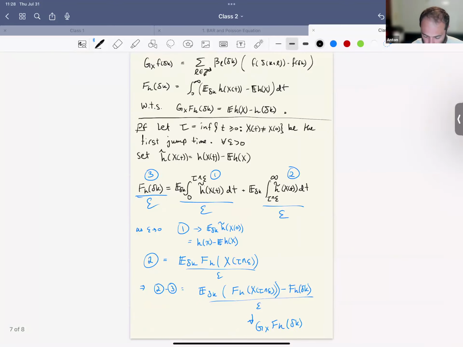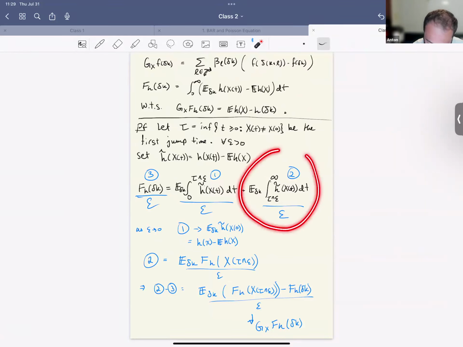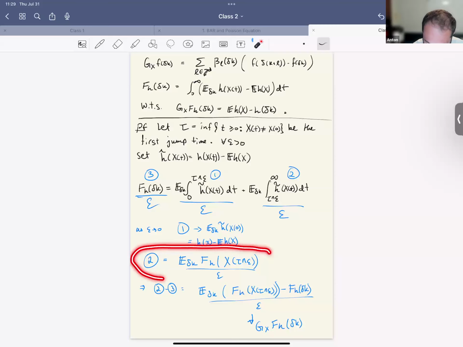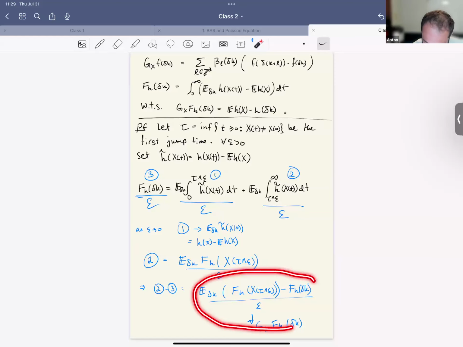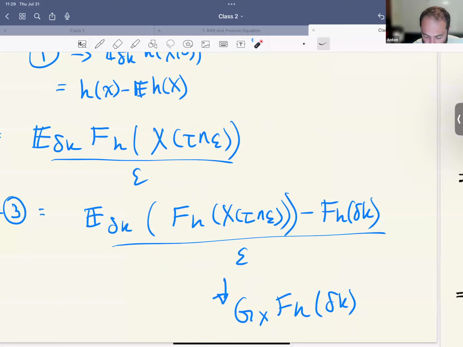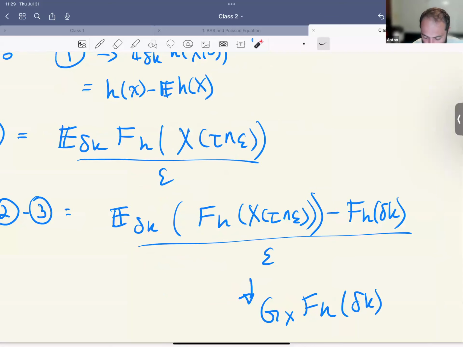Okay, let me come back here. So this was our proof approach. We've shown rigorously that 2 is equal to what I claimed it was equal to. And then rearranging things and taking epsilon going to 0, you can argue that this term converges to the generator. The one little hiccup is, again, the presence of this random time tau in the argument.